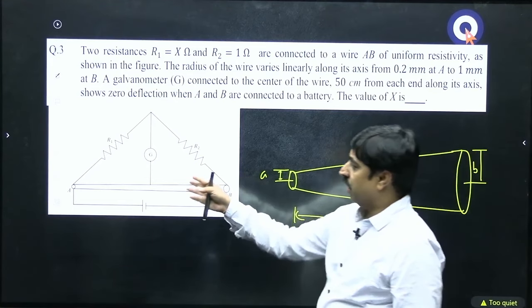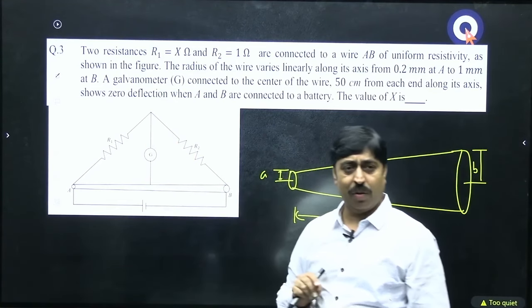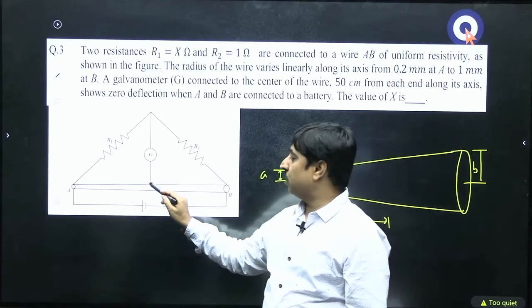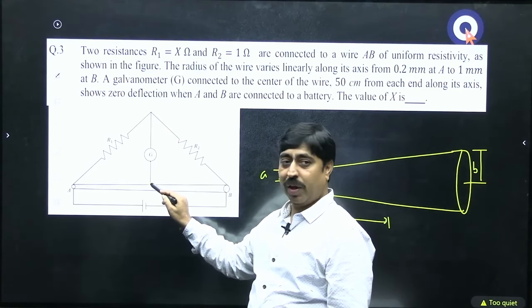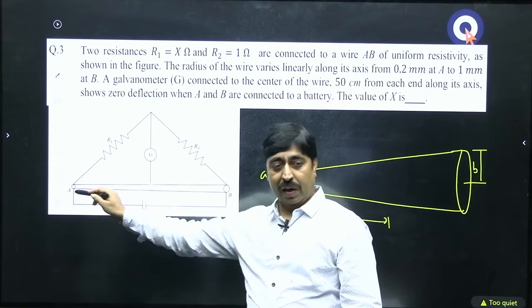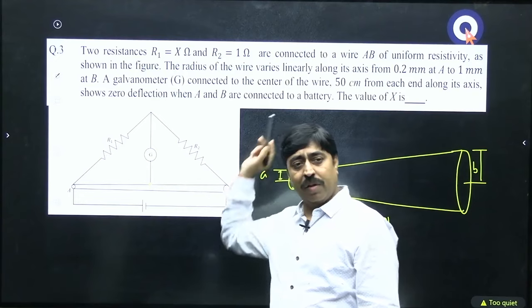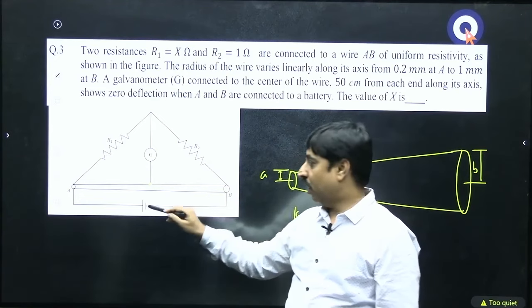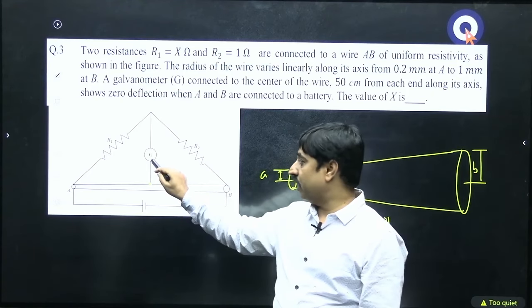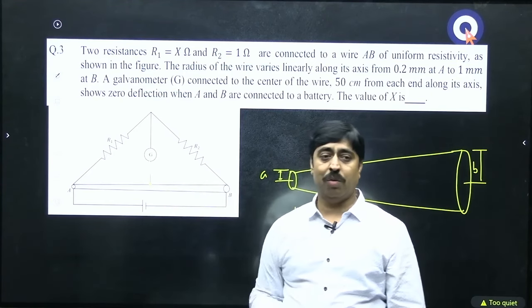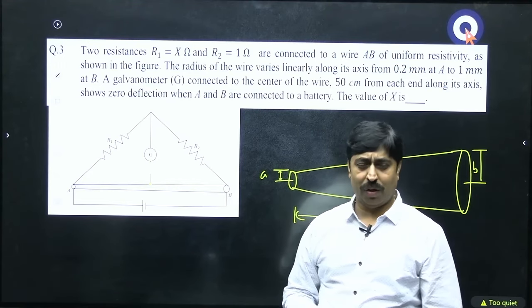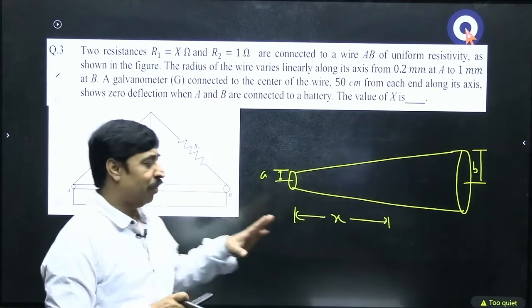So this is the conductor, and then there is a galvanometer connected to it. The question says that the jockey, the sliding point, the galvanometer end, is placed at the midpoint of this wire. This wire has a length of 100 centimeter according to the question, and the midpoint is at a distance of 50 centimeter from point A. When you connect this galvanometer to the midpoint of the wire, the galvanometer shows zero deflection. So, this is a balanced Wheatstone bridge.